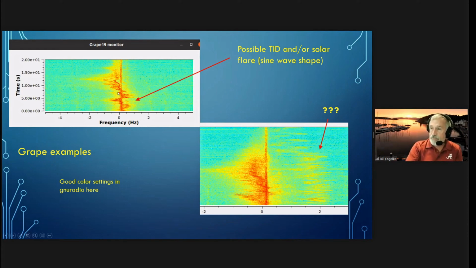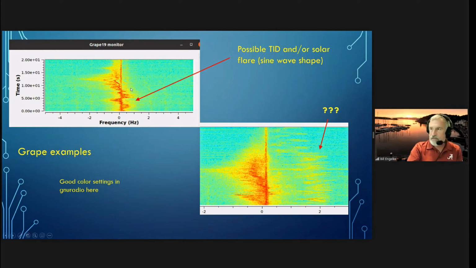You can see where there's the sine wave shape that occurs in the frequency of WWV. Perhaps that's a transient ionospheric disturbance, or perhaps a solar flare. You can see some opposite information occurring on either side. So who knows what this is?